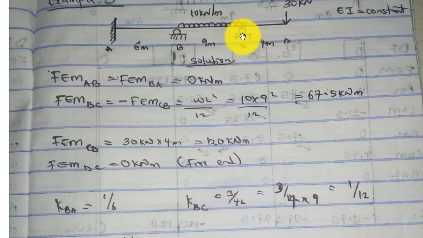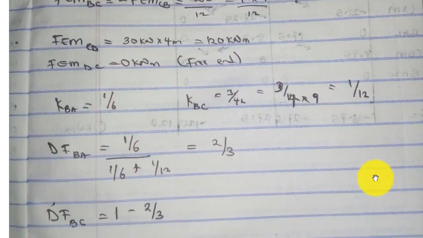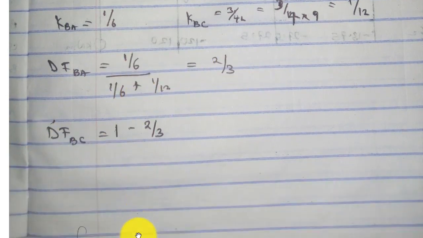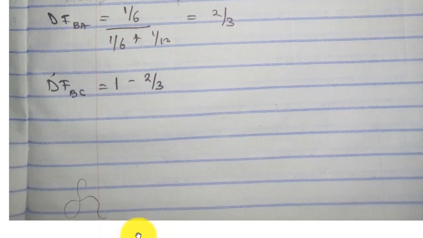So you just stop here. You will be seeing this as a roller. You will not be seeing it as a continuous beam. You don't treat it as fixed. You treat it as a roller. That is the end for a cantilever. So the KBC will now become 3 over 4L, because the far end is a roller. So you have 1 over 12. This is the factor. Apply the formula, 2 over 3. Just see 1 minus that. So you have 1 minus 2 over 3. That will give you 1 over 3.